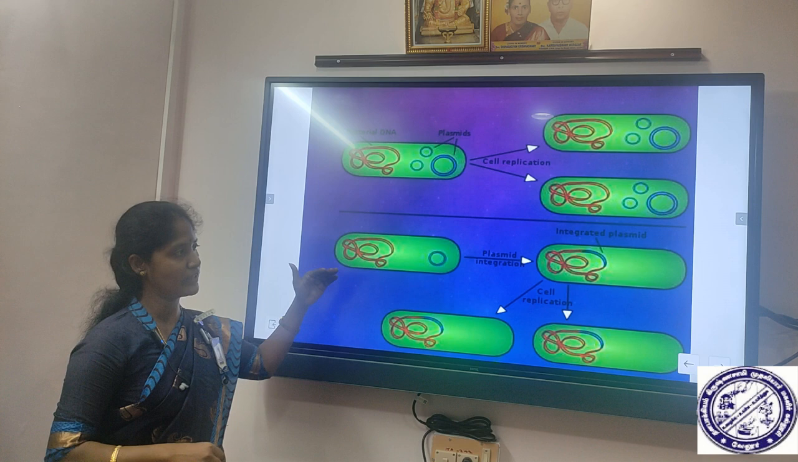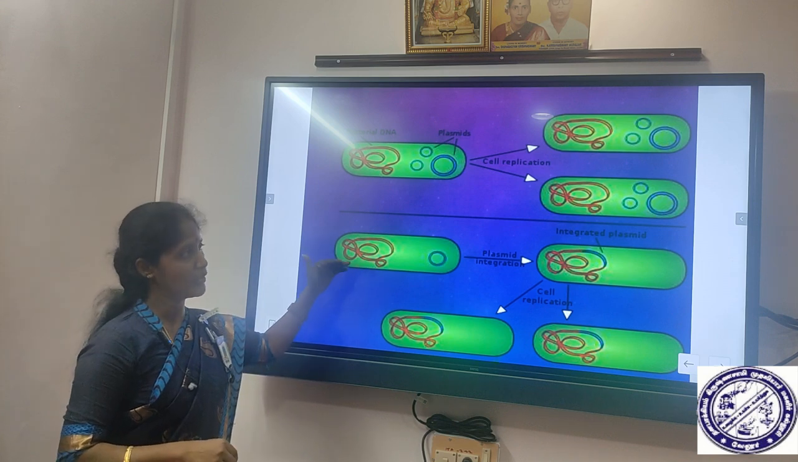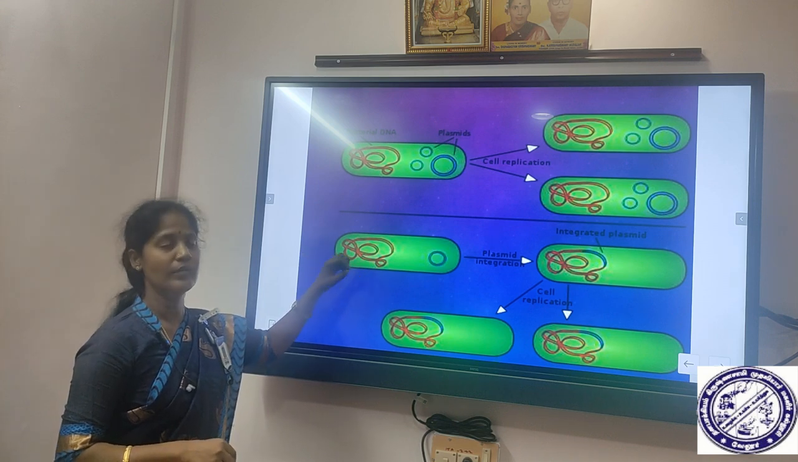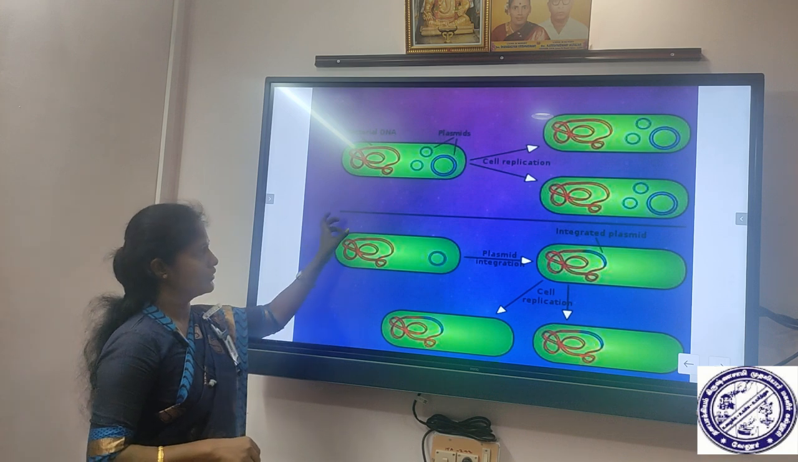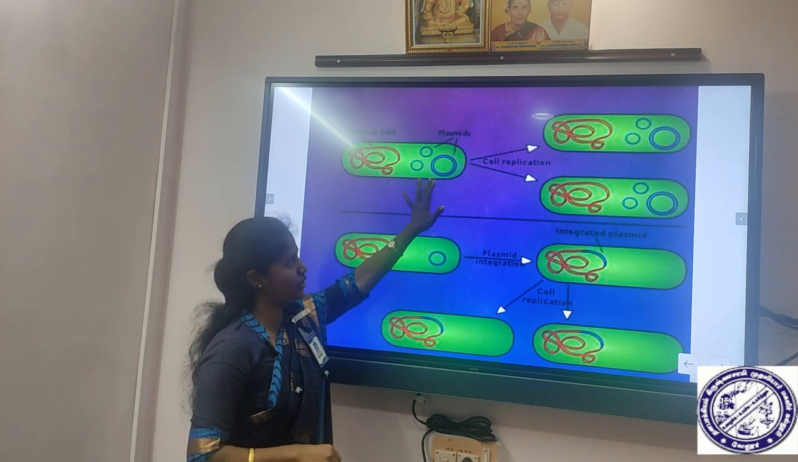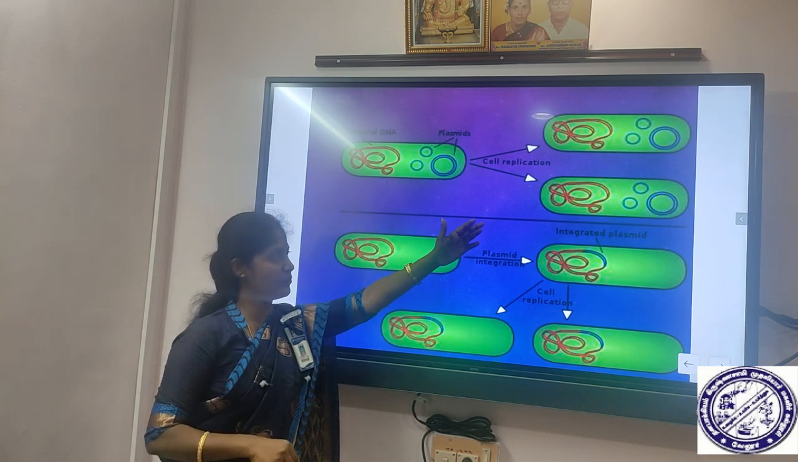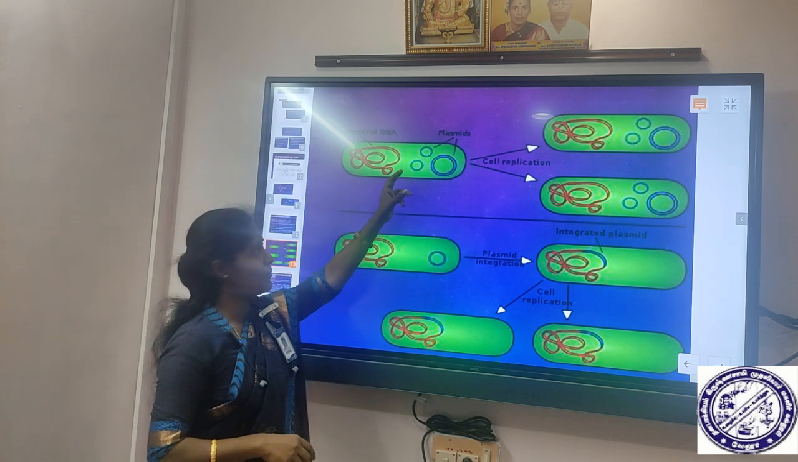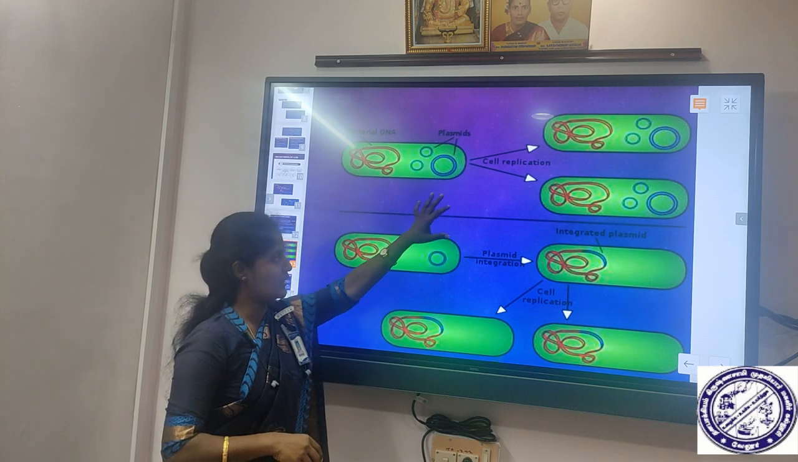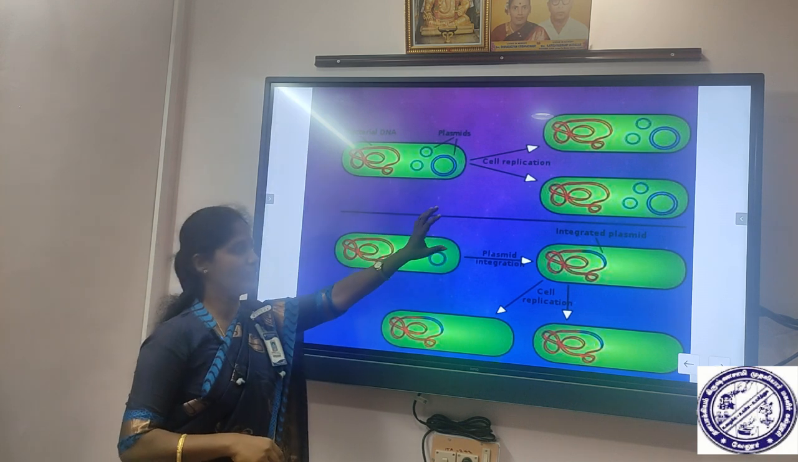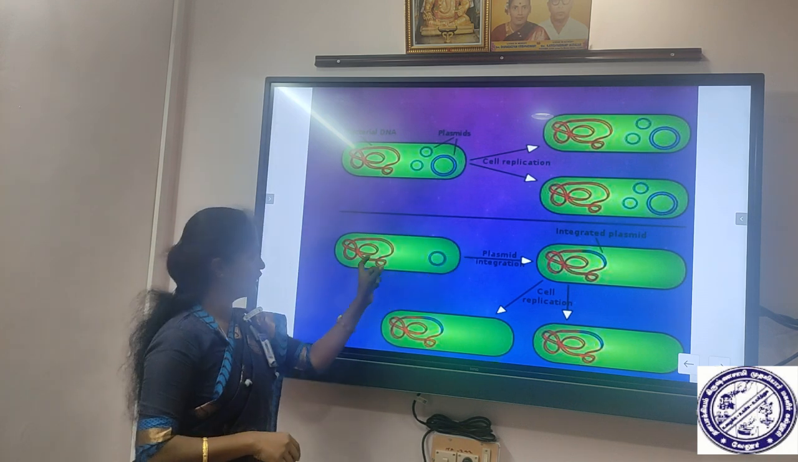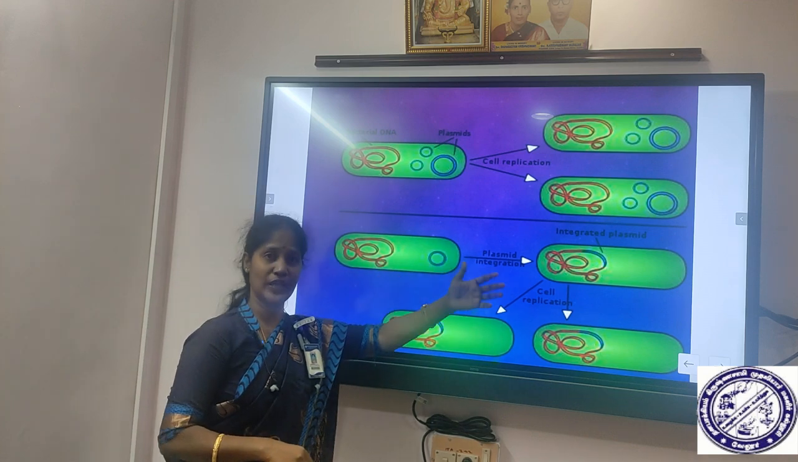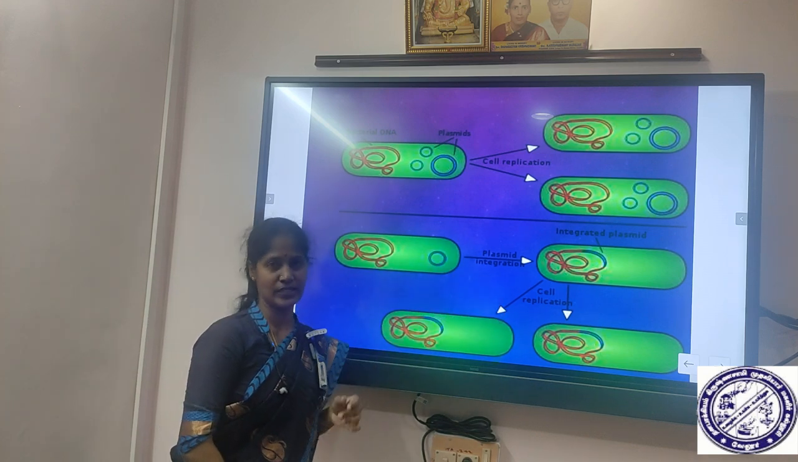So this is the diagrammatic representation of antimicrobial resistance occurring in microorganisms. This is bacterial DNA, and these are plasmids. Through cell replication, when the main bacterial DNA replicates, the bacterial plasmids also replicate. If a plasmid possesses antimicrobial resistant genes, it can also be replicated or spread to other bacterial cells.